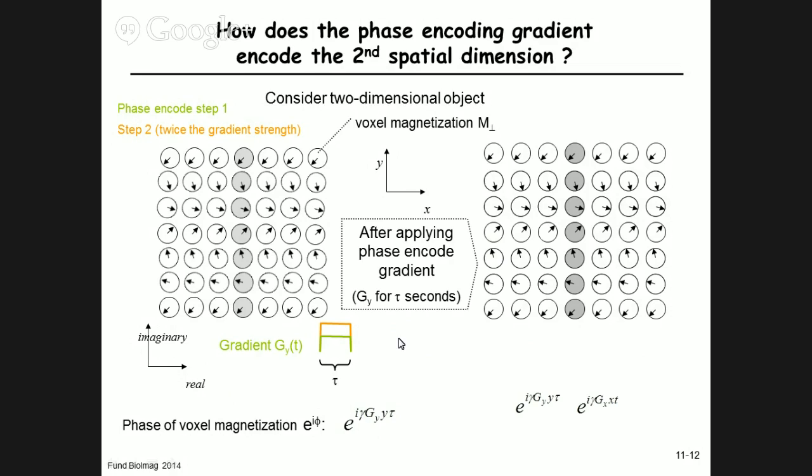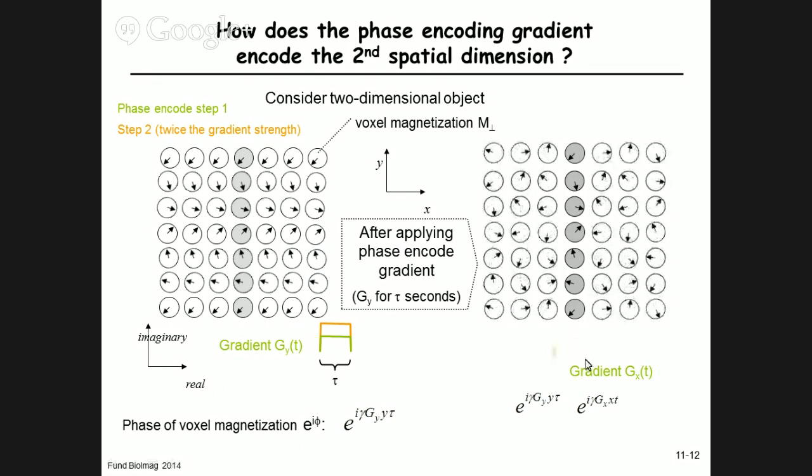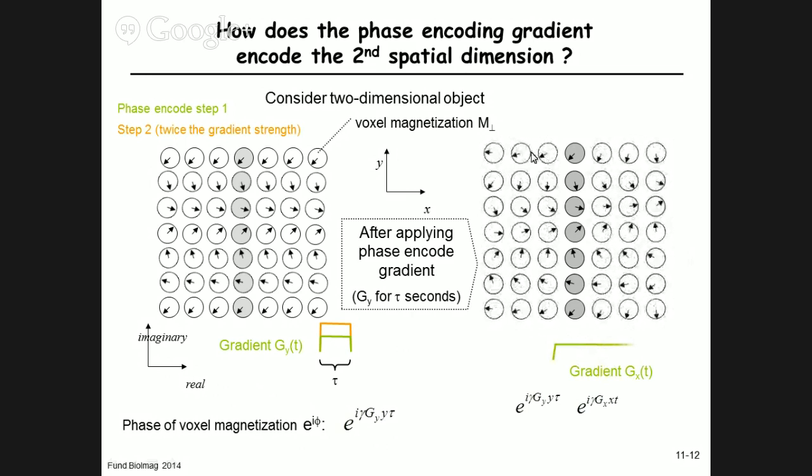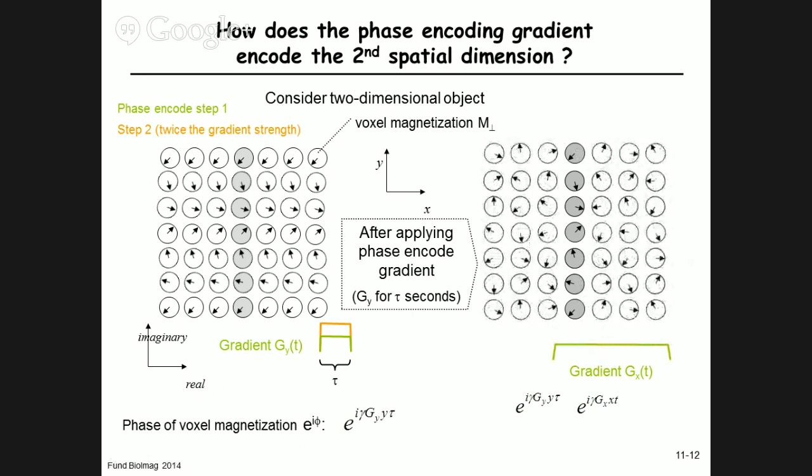And now, at this time point, we'll apply a gradient along x, the frequency encode, and what you will see now is that the magnetization in these voxels now precesses faster for those that are further away. So that's these guys here, or these guys. They just go in opposite direction. The ones that are on resonance don't move. So that's our on resonance or our rotating reference frame.